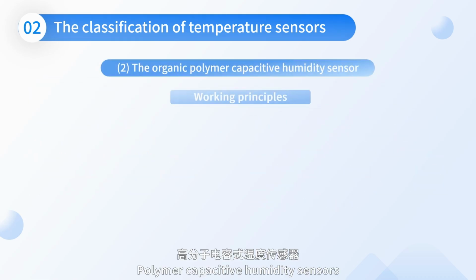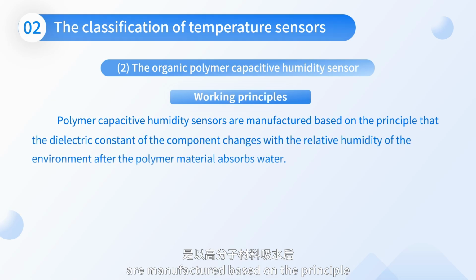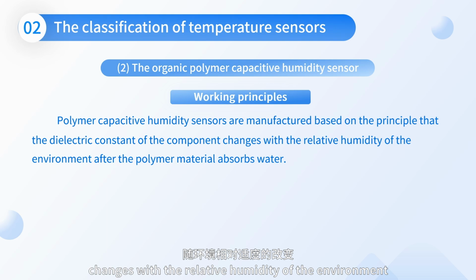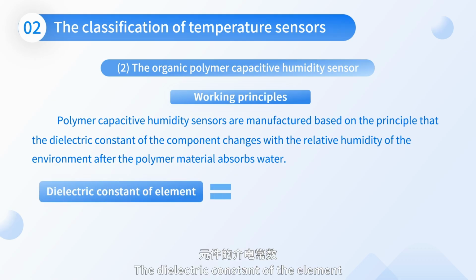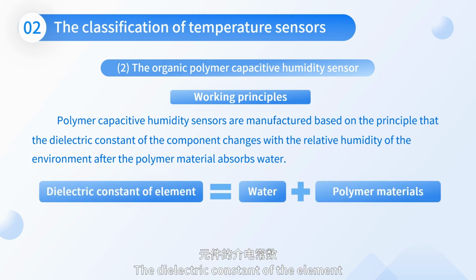Polymer capacitive humidity sensors are manufactured based on the principle that the dielectric constant of the component changes with the relative humidity of the environment after the polymer material absorbs water. The dielectric constant of the element is the sum of the dielectric constants of water and polymer materials.